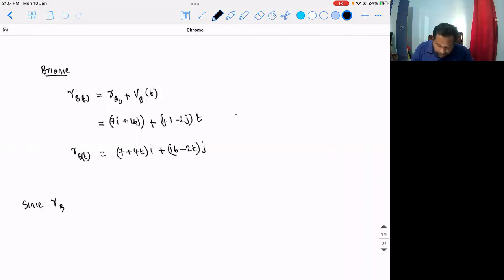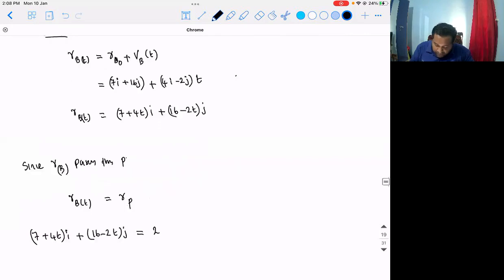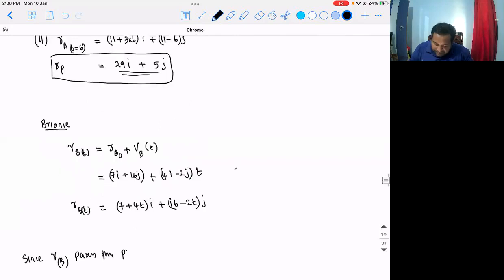Since Brownian passes through P, we can say that r_B(t) is exactly equal to the position vector of P. So that means (7 + 4t)i + (16 - 2t)j is exactly equal to the position vector of P that we already calculated: 29i + 5j.